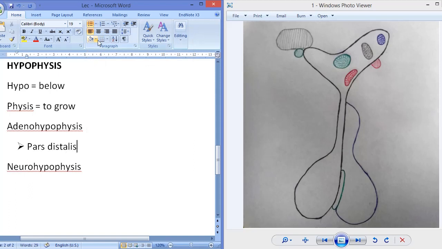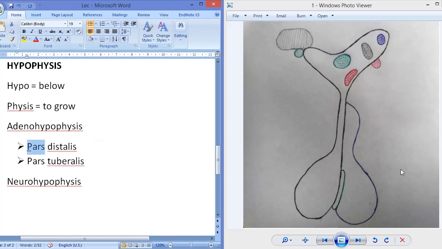The distal part of the pituitary gland is called pars distalis, and the proximal part of the anterior pituitary gland is called pars tuberalis. This is called pars tuberalis because it is somewhat tuberous over here at the pituitary stalk. Pars means part. And this is called pars distalis because this part is the distal part of the pituitary gland.